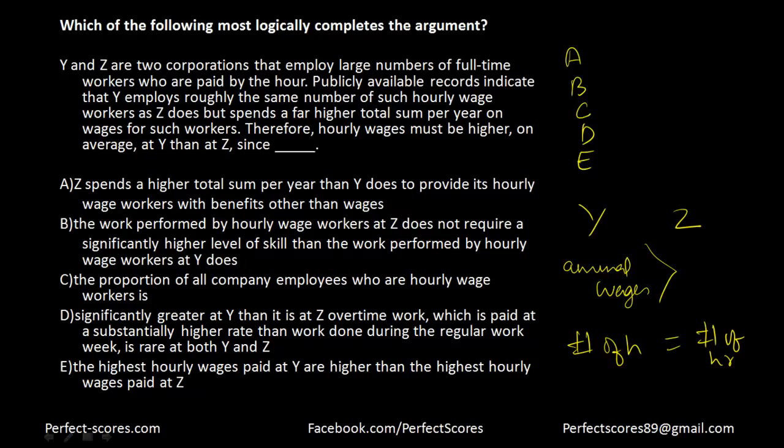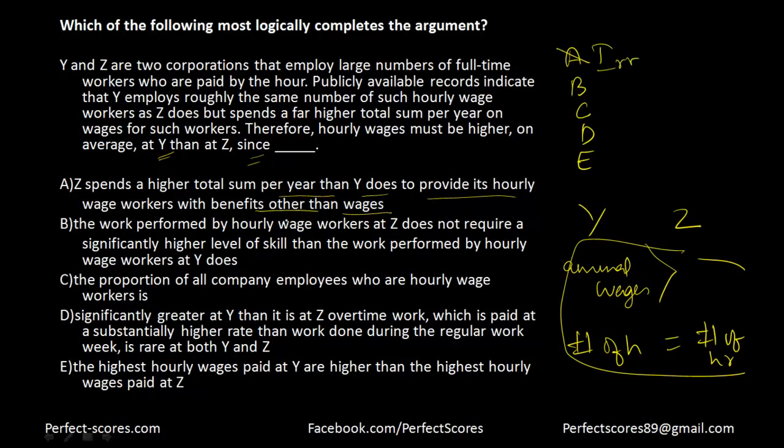It says therefore hourly wages must be higher on average at Y than at Z, since, now this we can easily figure out, if the total amount given in wages is more in Y as compared to Z, and if the number of workers is the same, that means Y is giving more wages per person. So option A says Z spends a higher total sum per year than Y does to provide its hourly wage workers with benefits other than wages. Now it's totally irrelevant because we are only talking about wages.